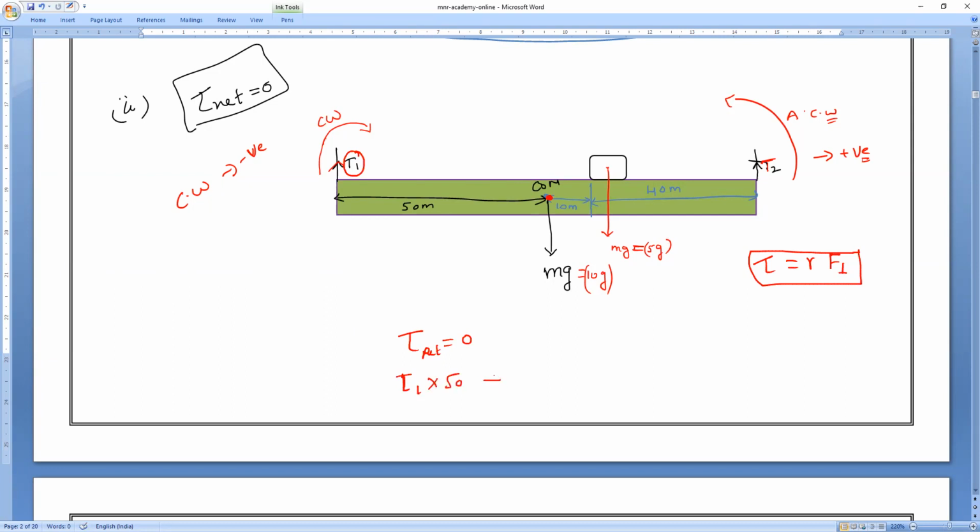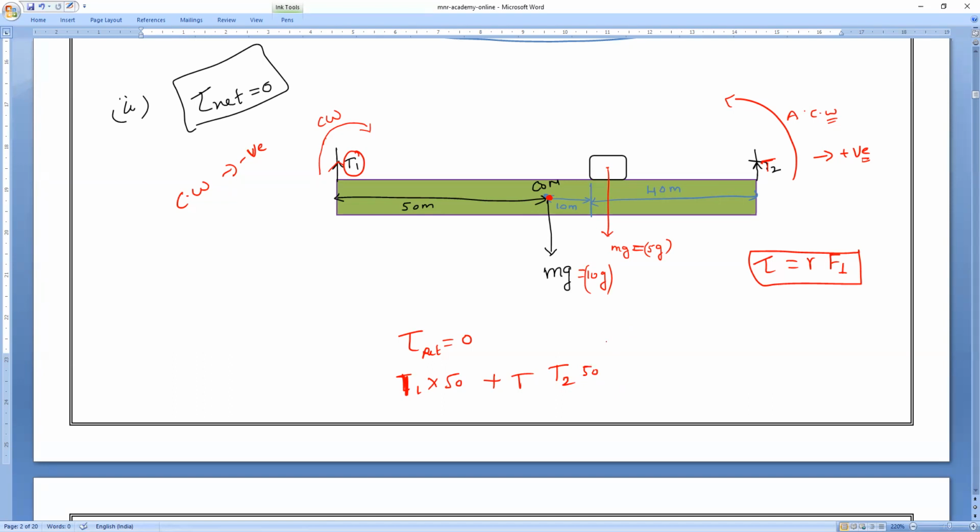This is plus, and this one will become what? Everybody, T2, not tau, T1. This is T1 into 50, and this is what? Everybody. This is also from the center of mass. How much is it? T2 into 50. T2 into 50. Understand? So that is what will be happening.